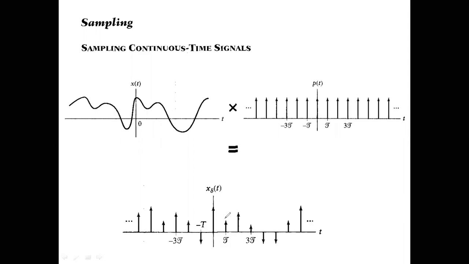Okay, so what we are trying to do here is relate the continuous time x of t with discrete time x of n. So how do we convert the data from continuous to discrete? See here, you have a signal x of t.